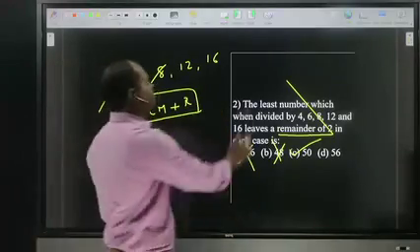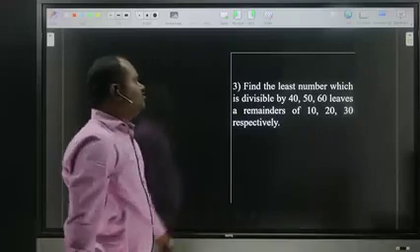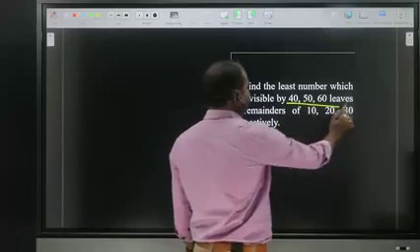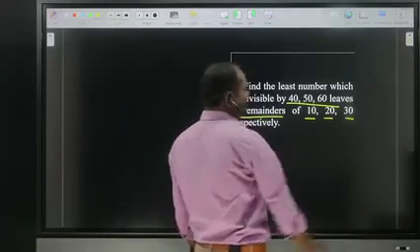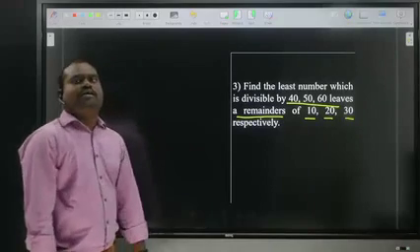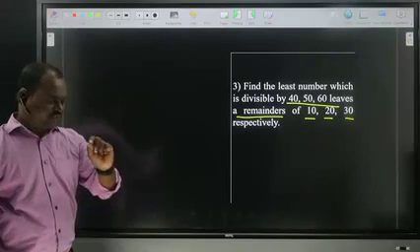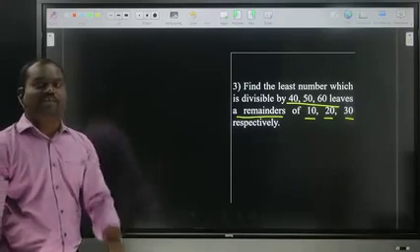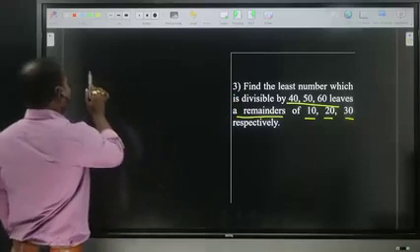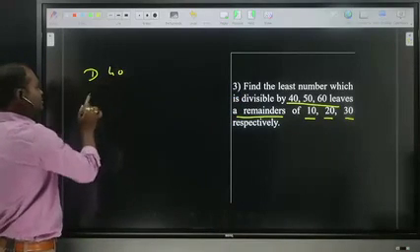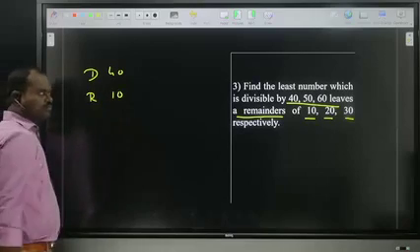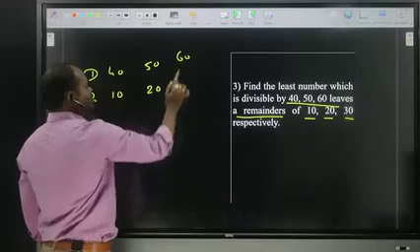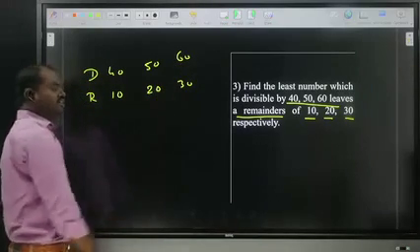Okay? Now next: find the least number which, when divided by 40, 50, 60, leaves remainders of 10, 20, 30 respectively. In the earlier question, the remainder was the same everywhere, 2. Now it is not the same everywhere; we require different remainders. By dividing by 40 we require the remainder 10. By dividing by 50, the remainder 20. By dividing by 60, the remainder 30. In all cases, we require different remainders.